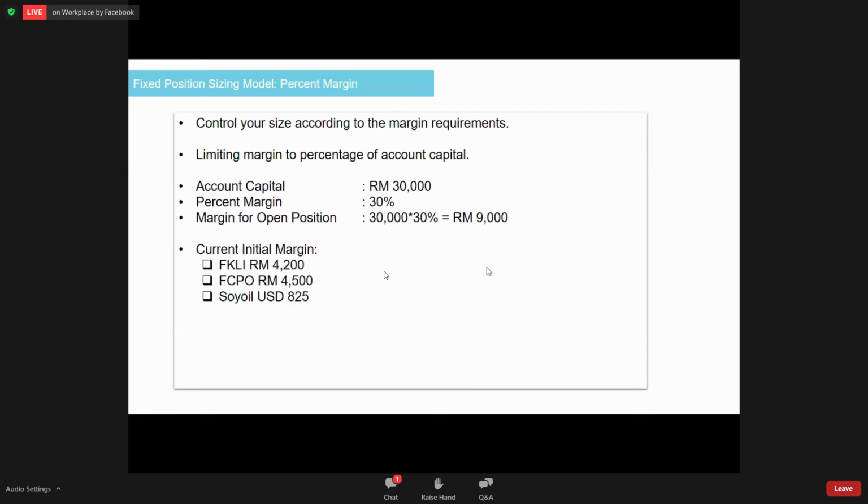Okay, so this is an example of the current margin. The FKLI at 4,002, FCPO 4,005. Soy oil may be slightly different now. In this scenario, with this 30,000 capital, we can trade 2 lots of FKLI because the margin is around 4,002 each. So we can utilize 9,000 ringgit, no problem. FCPO now is 5,000, so we can actually only trade 1 lot here. Sorry for the margin itself.